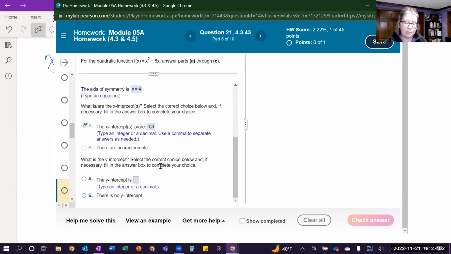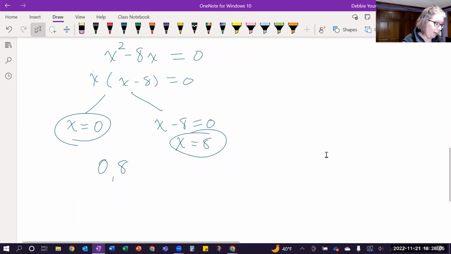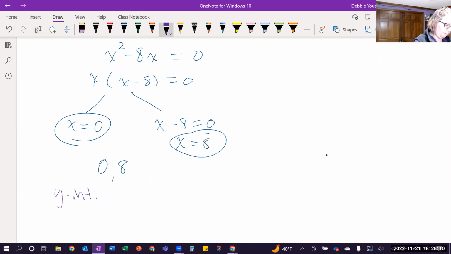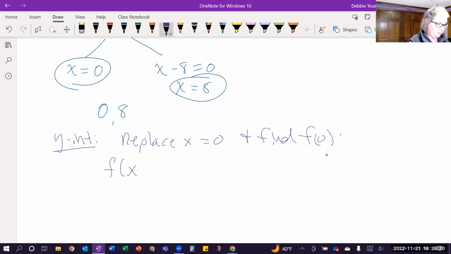Then it says, what is the y-intercept? Okay, so the y-intercept is, instead of setting the function equal to 0, you're putting 0 into the function. So for the y-intercept, you're going to replace x with 0 and find f of 0. So our function was f of x equals x squared minus 8x.